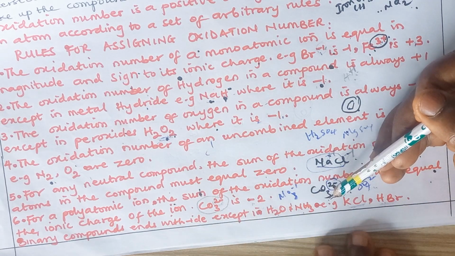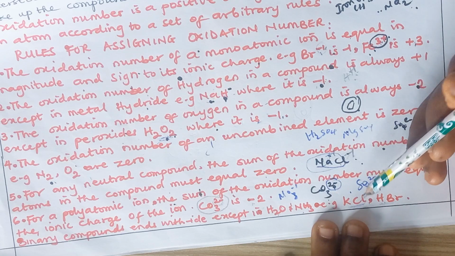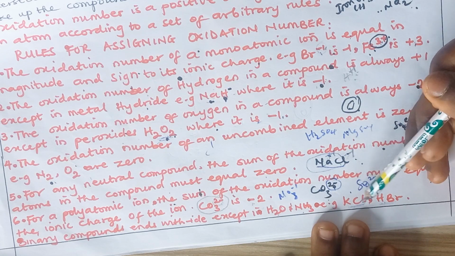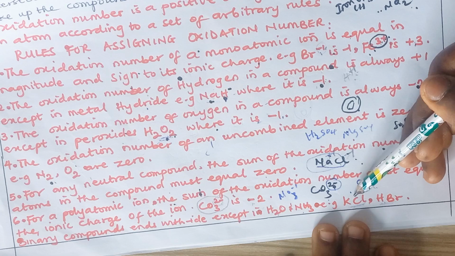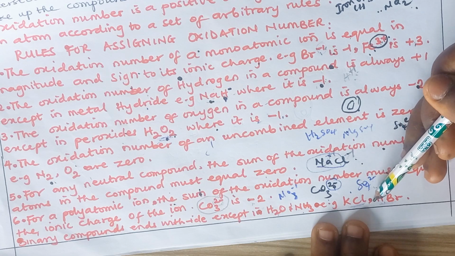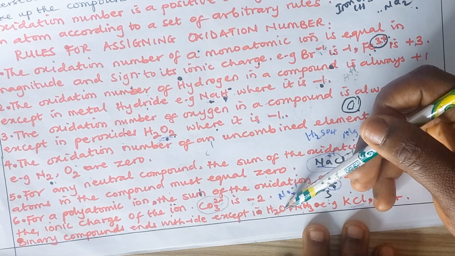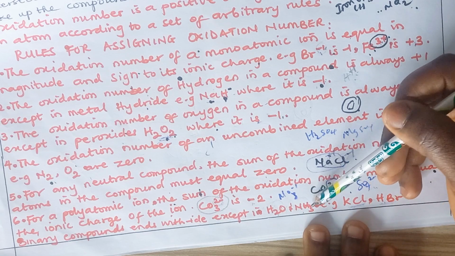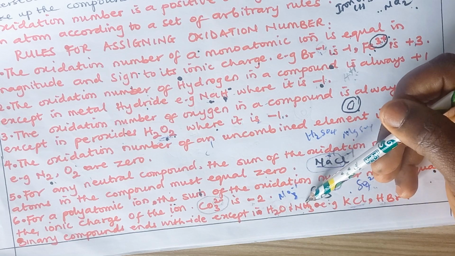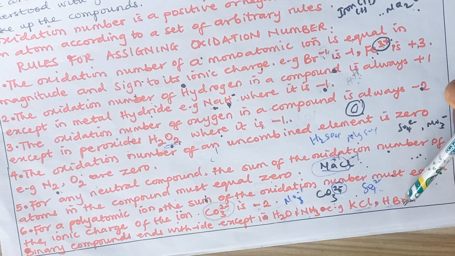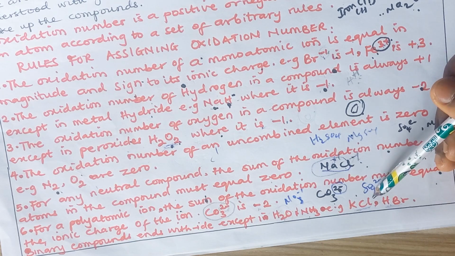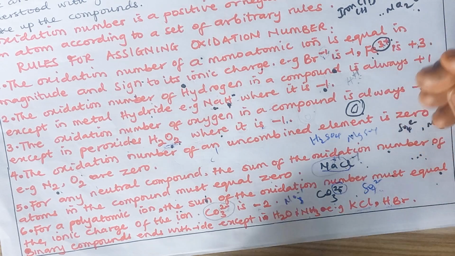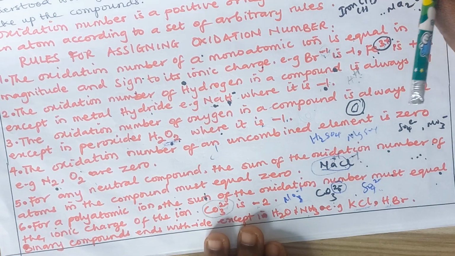Now we also have another rule here for binary compounds like potassium chloride, that's between potassium and chlorine. They usually end with "ide", except in water. You know, this is hydrogen and oxygen, also binary, but we call it water. And then ammonia, nitrogen and hydrogen, we don't use "ide" to end their names. But like hydrogen bromide, potassium chloride, hydrogen chloride, they are binary, and then we use "ide" to end their name.